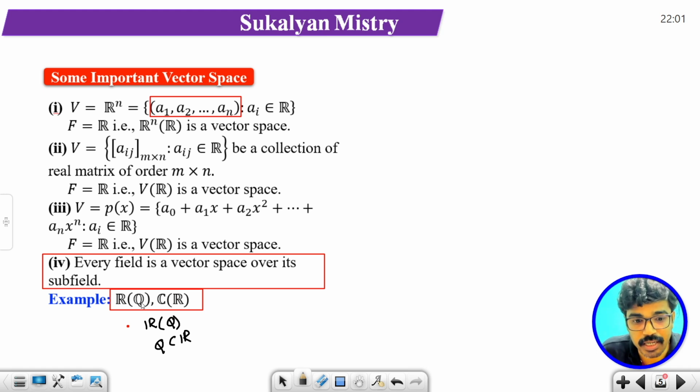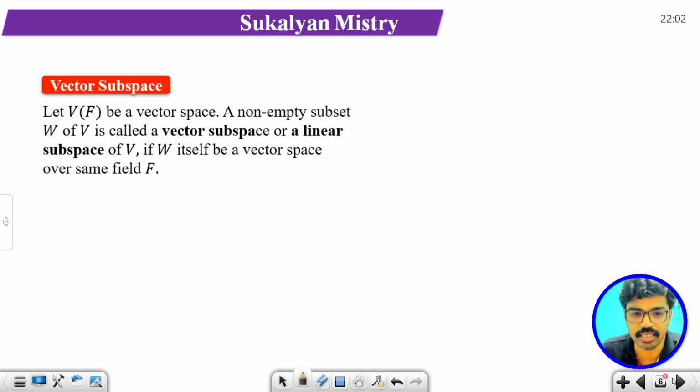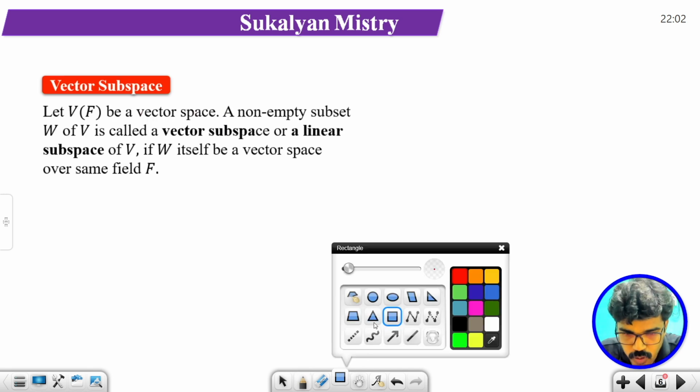But Q is not a subfield of R, so Q over R is not a vector space. C over R is a vector space, but R is not a vector space over the field of C, okay. So it is very important: every field is a vector space over its subfield. Now we come to our next topic, that is vector subspace.